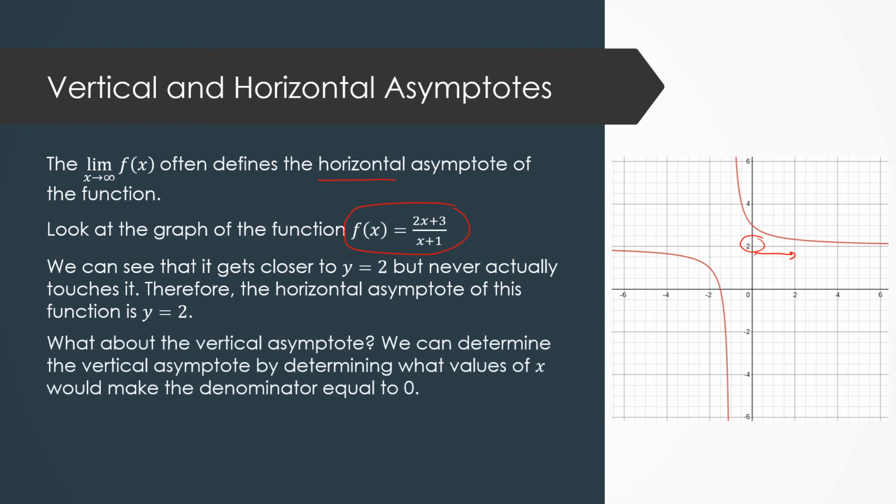But what about the vertical asymptote? So that's horizontal. Vertical asymptote is going this way. How do we find that number? Well, it just has to do with the denominator. What values of x make the denominator equal to 0? And we know that would be undefined. So we just set the denominator equal to 0, and we can see that if x is equal to negative 1, we're going to get 0 in the denominator, so that is our vertical asymptote.